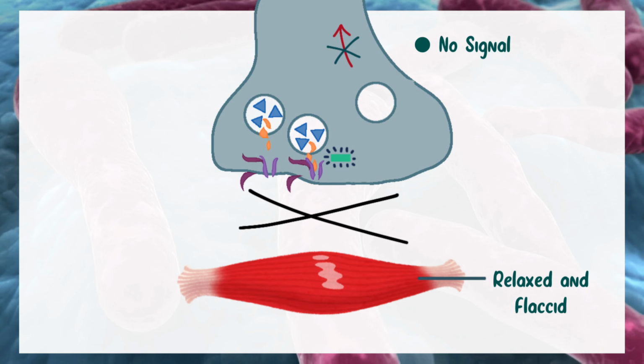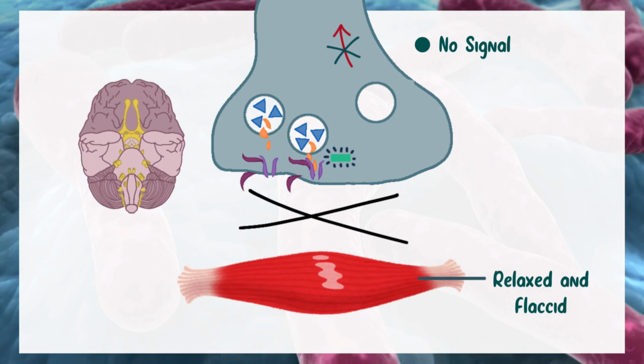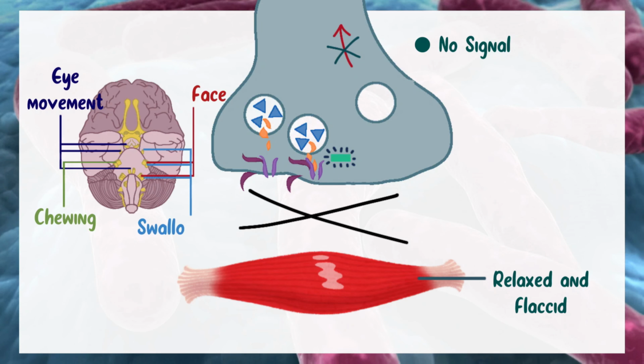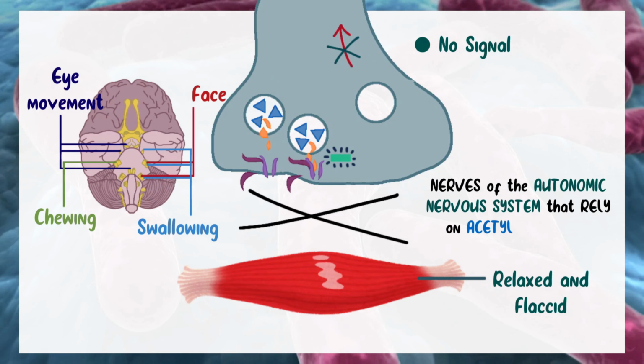Muscle weakness typically starts in the muscles controlled by the 12 cranial nerves, those responsible for facial movements, eye movements, chewing, and swallowing. Additionally, nerves in the autonomic nervous system that depend on acetylcholine are also affected.